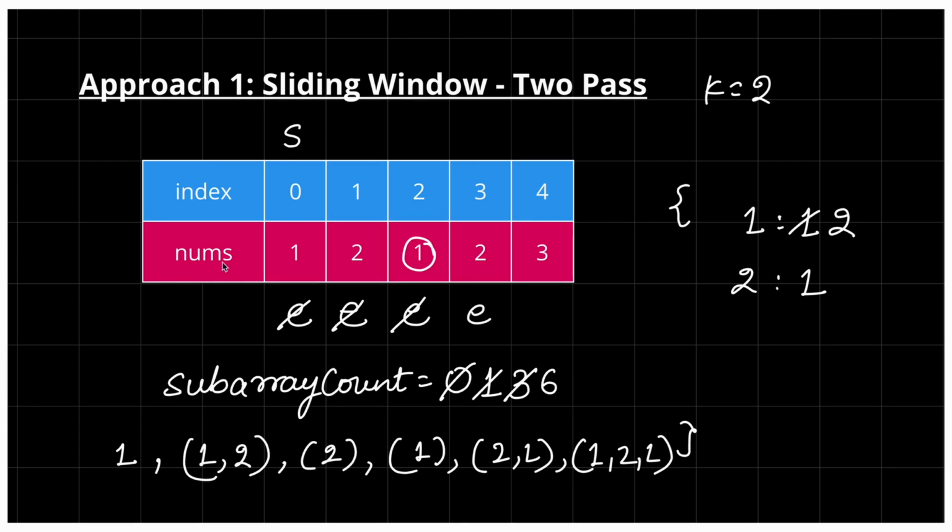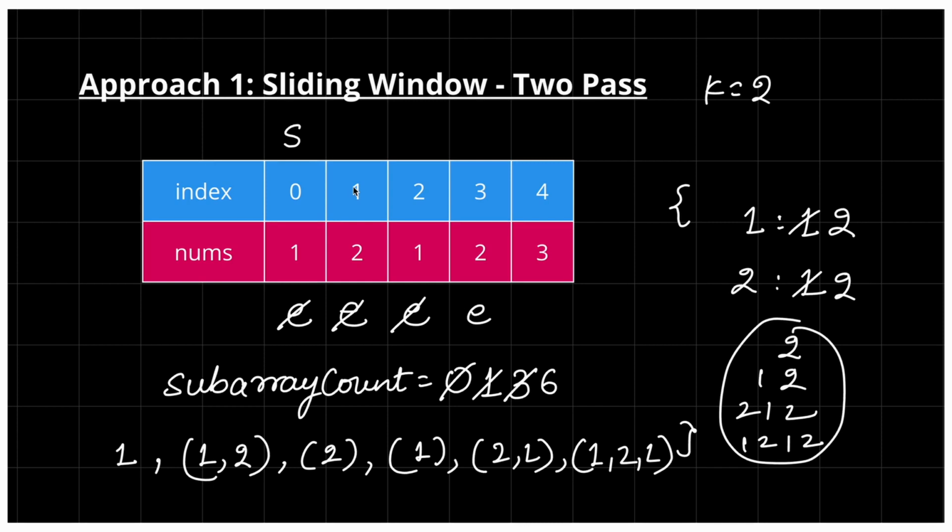With the introduction of this 2, first of all, let's increment the frequency of 2. This will become 2. Now with the introduction of this 2, how many different subarrays can you form? 2 will be a separate one, then 1, 2 can form, then 2, 1, 2 will be there, and then 1, 2, 1, 2 will be there. So there are a total of 4, which is nothing but end minus start plus 1. Let me just add it.